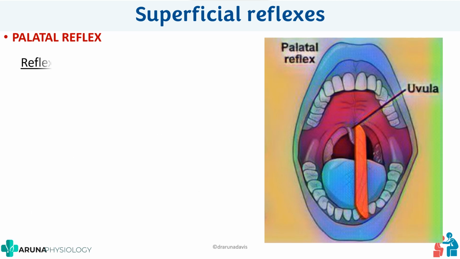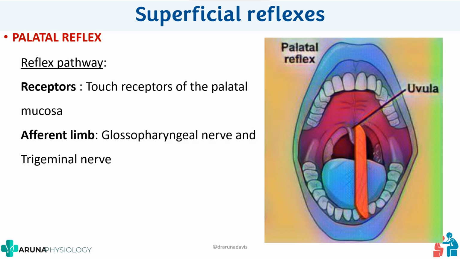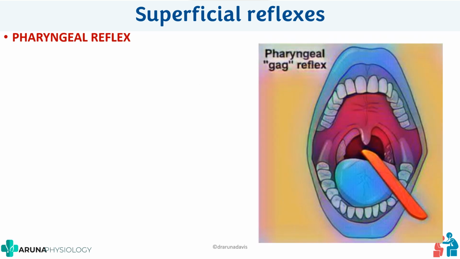So what is the pathway? The receptors are the touch receptors on the palatal mucosa. The afferent limb is the glossopharyngeal nerve and the trigeminal nerve, and the center is the vagal nucleus in the medulla, and the efferent limb is the vagus nerve. So it is through the vagus nerve that the palatal muscle gets contracted. We do not routinely do it, but you have to know this much about the palatal reflex. What about the pharyngeal reflex?